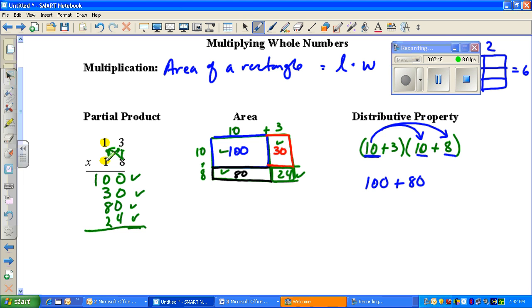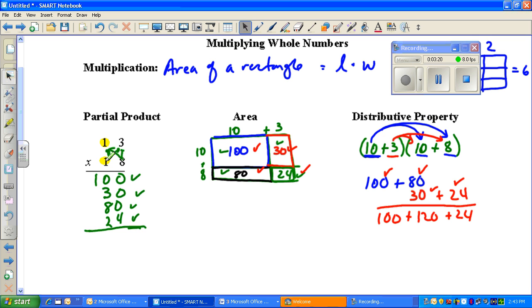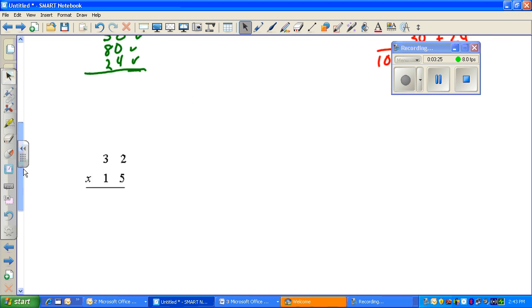Now I have a second number I need to distribute, and that's the 3. The 3 goes to the 18, so I'm going to look at it as 3 times 10, and I like to line these up in terms of their place values. And 3 times 8 is 24. So I get 100, 80, 30, and 24. If you notice, these four numbers, 100, 80, 30, and 24, appear in all three methods. So by adding them up, we would get the answer. Again, I'm not so much worried about the answer, but the process.